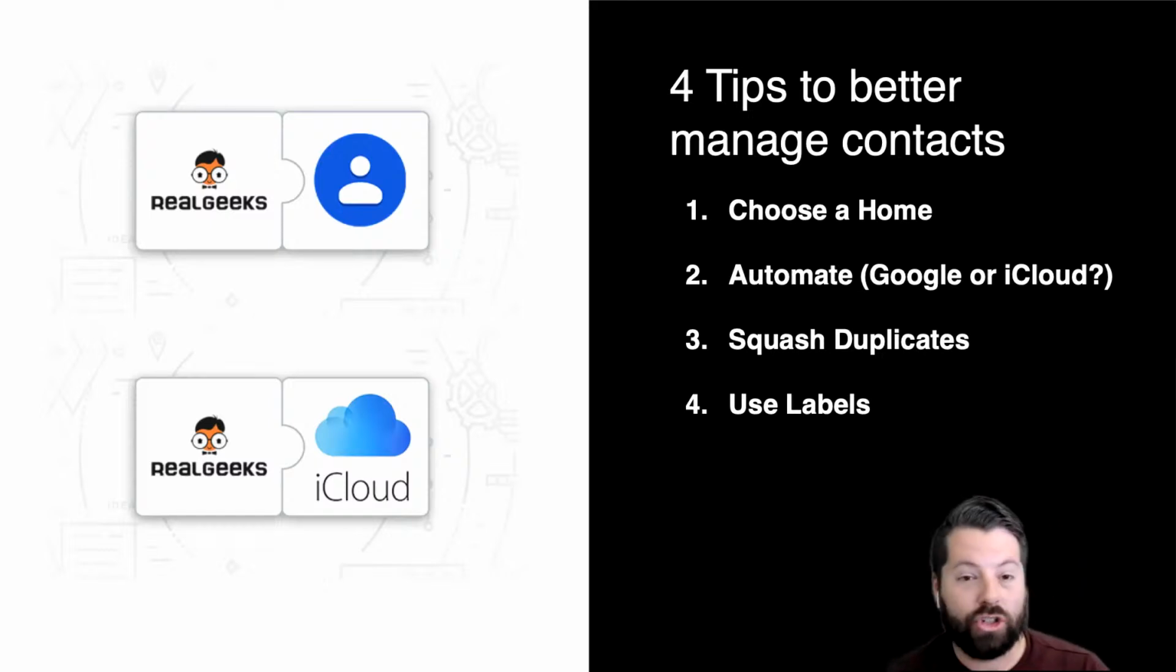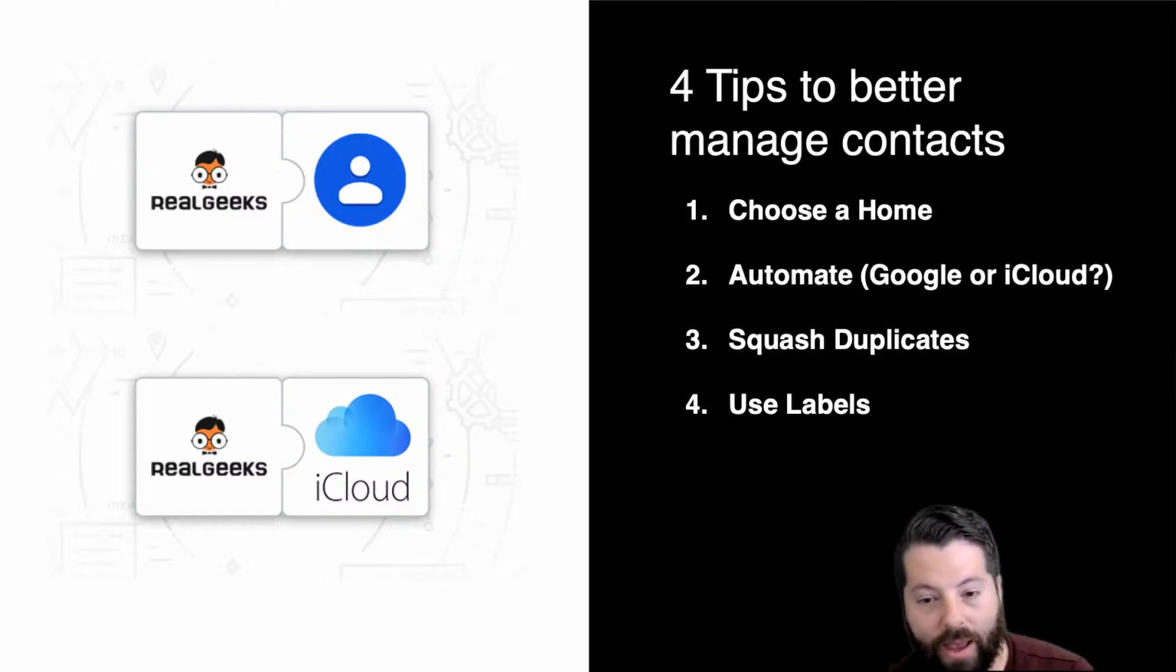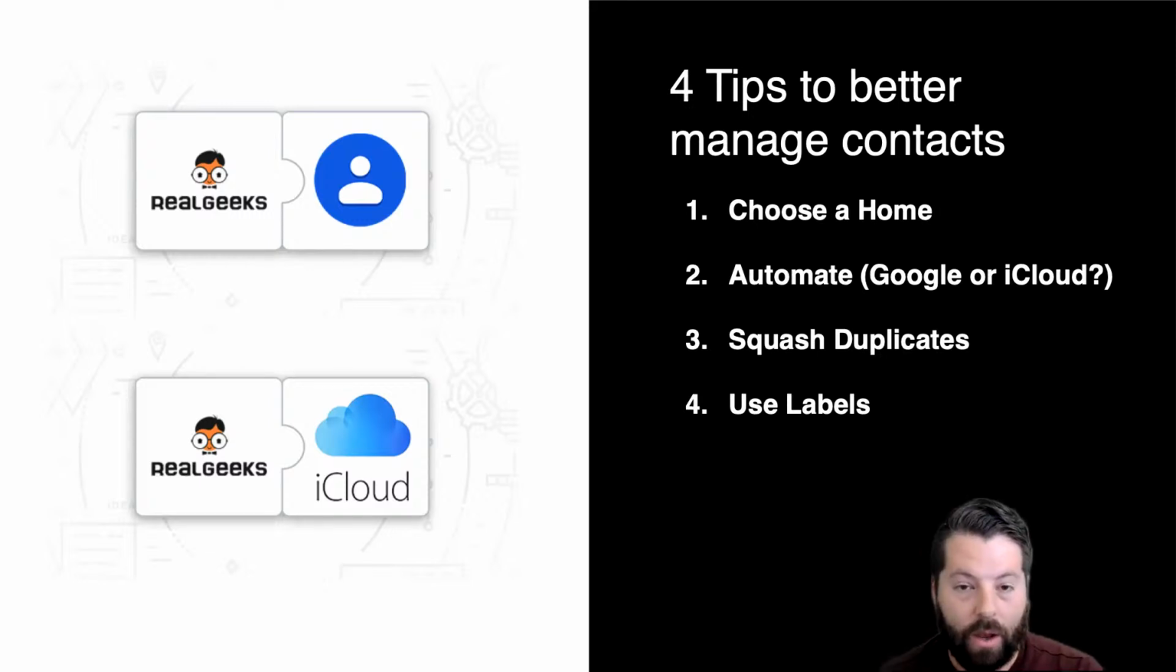Automating that, we're going to show you how to automate it here in a second, and then the last two things we're going to show you: squashing duplicates. Once you sync it to Google Contacts, you can actually easily get rid of all the duplicates. That's going to make your contact life a little bit better. And then using labels in Google Contacts is also a real time saver and kind of a nice productivity hack. So if you're not using that, that is absolutely something we're going to show you how to do effectively.